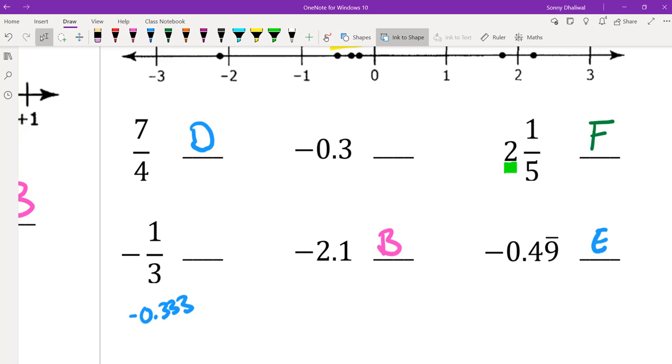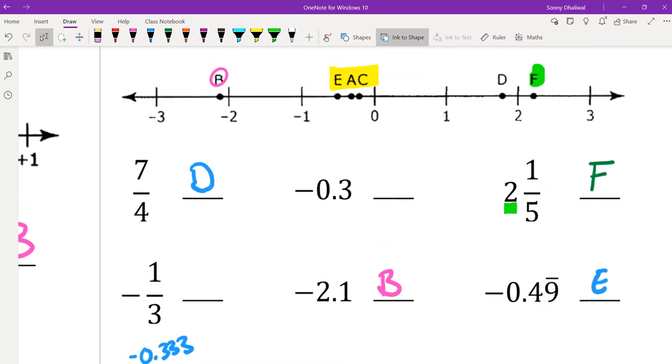Now, comparing 0.3 to 0.33, which one's closer to 0? 0.3. Right? Is everybody okay with that? Yeah. So that would mean that out of the choice of A and C, that'd be C, which would leave that to be A.